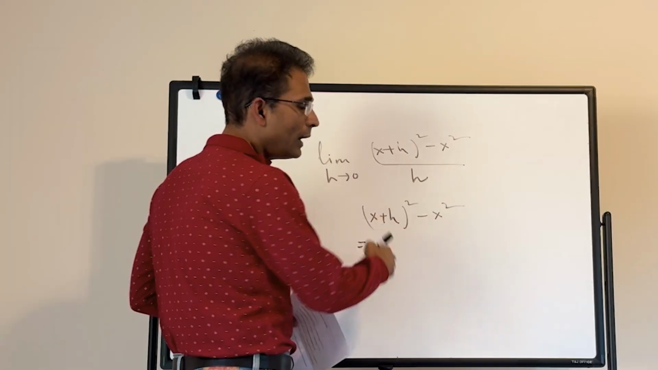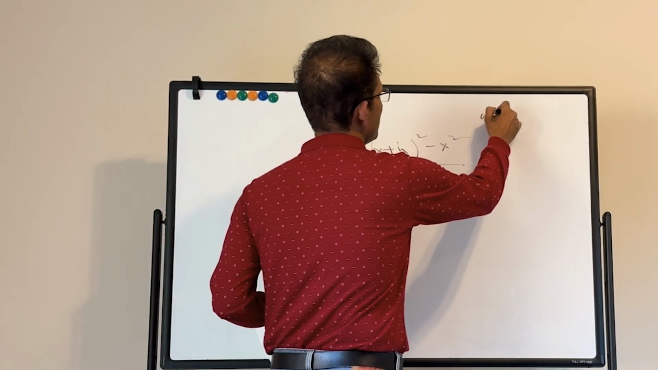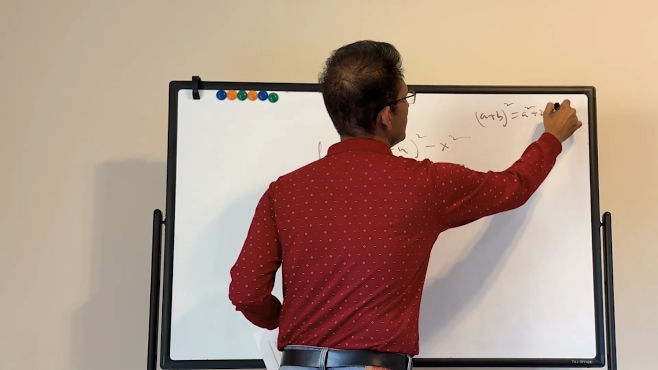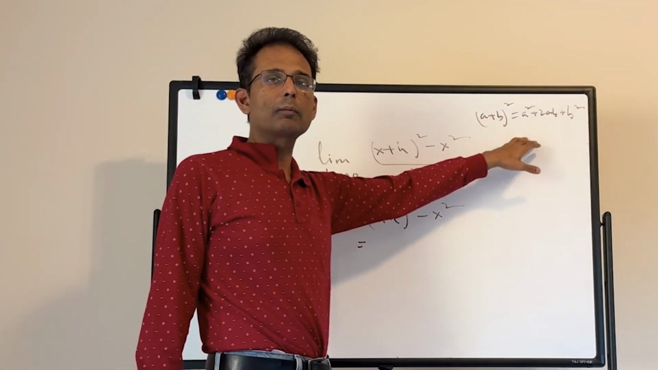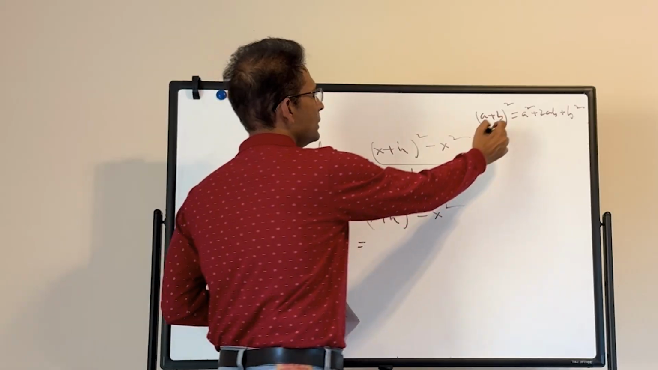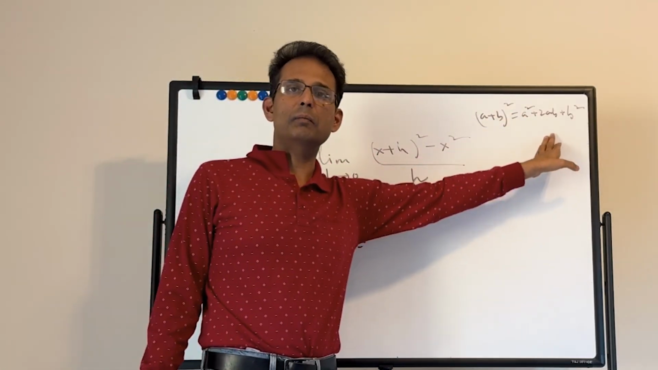You can find this by using the (a plus b) whole squared formula. Remember this formula: (a plus b) whole squared is a squared plus 2ab plus b squared. You have to memorize this formula. I mean, you can prove it just by multiplying a plus b by a plus b, but it comes in handy to remember this formula.